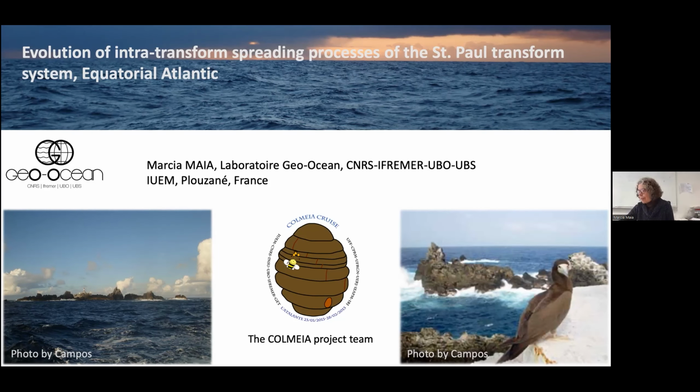So we are going to talk today about the Sample transform fault system that lies in the Equatorial Atlantic, focusing mostly on the geophysical studies that have been done there, that we are still doing, still publishing these results. But actually the work that's been done there is the fruit of the collaboration of a larger team, including petrologists, geochemists, seismologists and a lot of people. And hopefully in the next 2 years, the papers summarizing the results will be published.